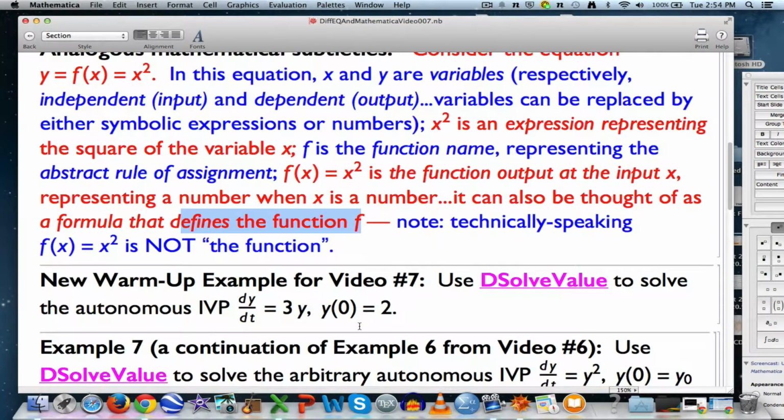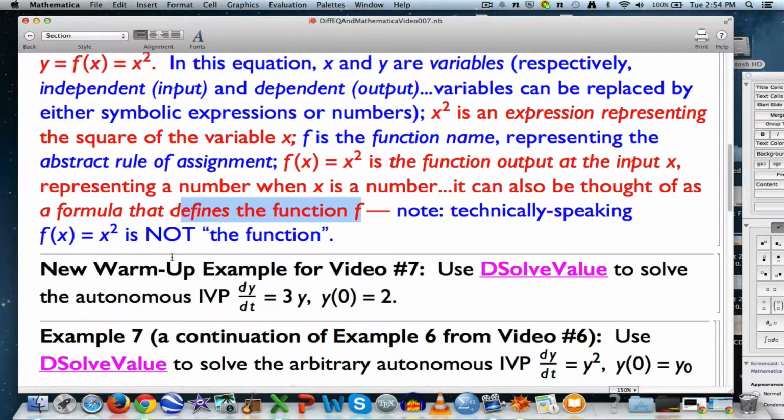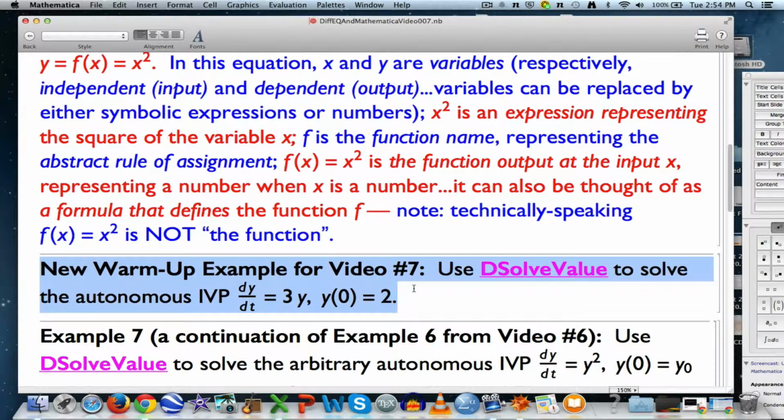related to DSolveValue and these prefix, postfix operators, that kind of thing. So here's a new warm-up example here for video number 7. This is autonomous, okay, no mistake here. dy/dt equals 3y, the right-hand side just depends on y. y of 0 equals 2.